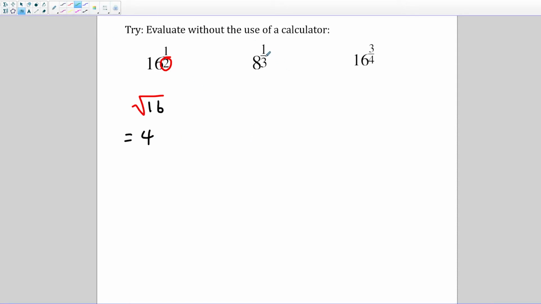In our second example, the denominator of our exponent is a 3, which means that we'll be taking the cube root of our base, so the cube root of 8 is just 2.